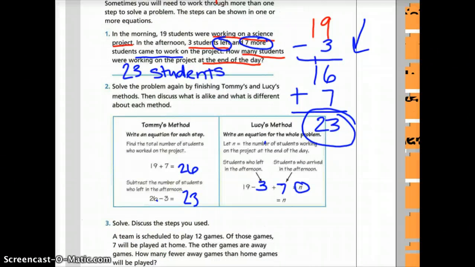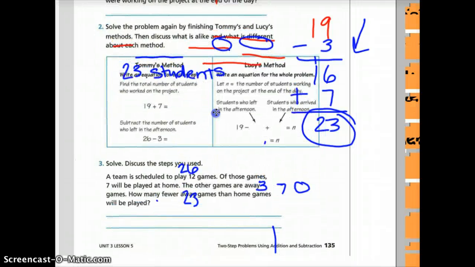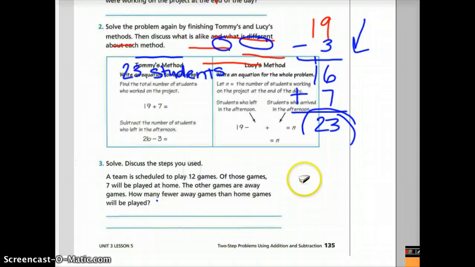All right, let's look at number 3. Number 3 says, a team is scheduled to play 12 games. Of those games, 7 will be played at home. The other games are away. How many fewer away games than home games will be played?